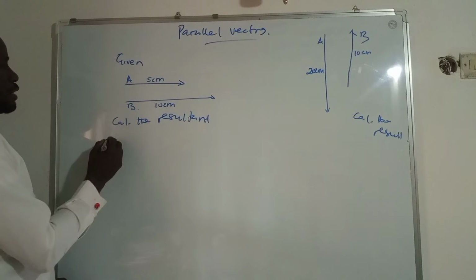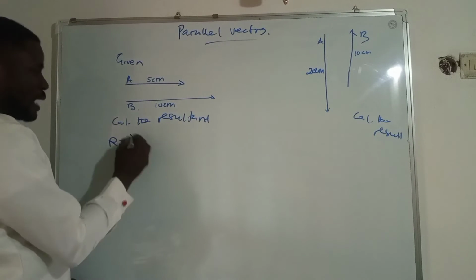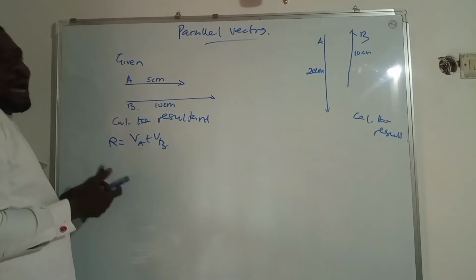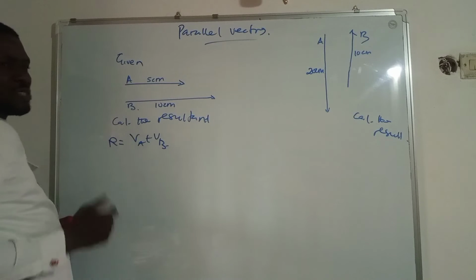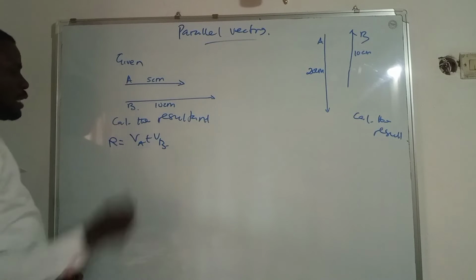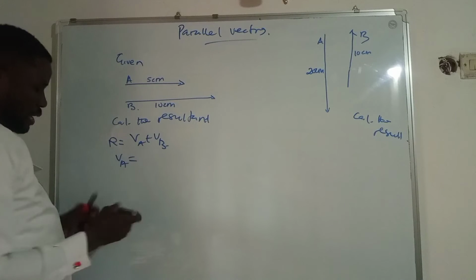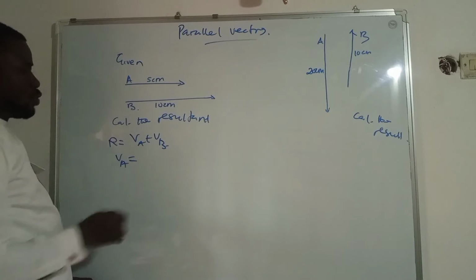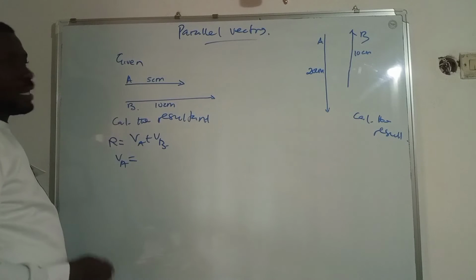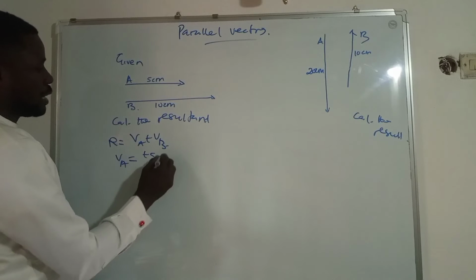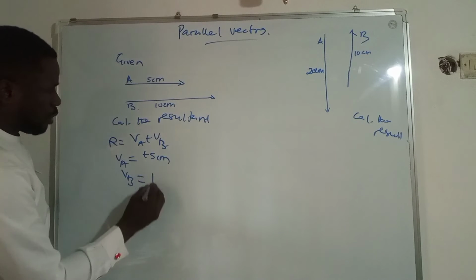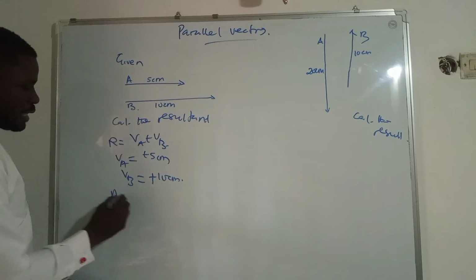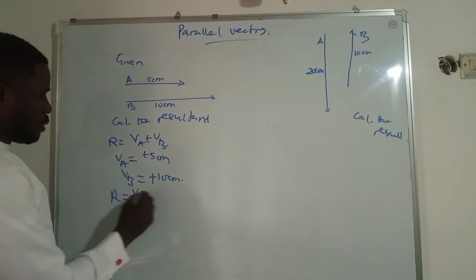Now we will say that the resultant is equal to, remember I said it's always VA plus VB. That is to say, just add the magnitudes of the two vectors. Now, what is VA? I will ask myself, what are their directions? Both of them are heading the same direction. So I will give them positive, like I said earlier. So this will be plus 5 centimeter, while the VB will be what? Plus 10 centimeter.